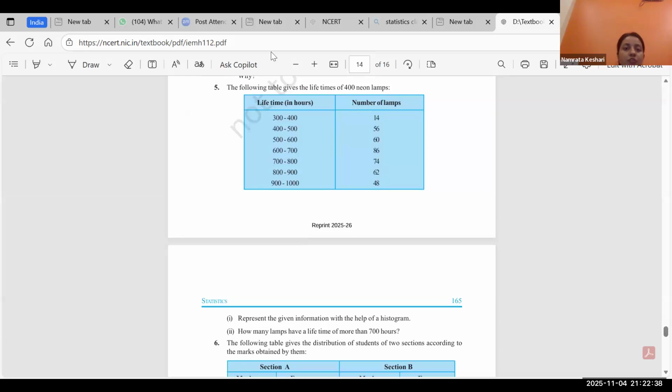See, this question number 5. The instruction says, represent the given information with the help of a histogram. Wait, it just says histogram. Wait, let me take another question.